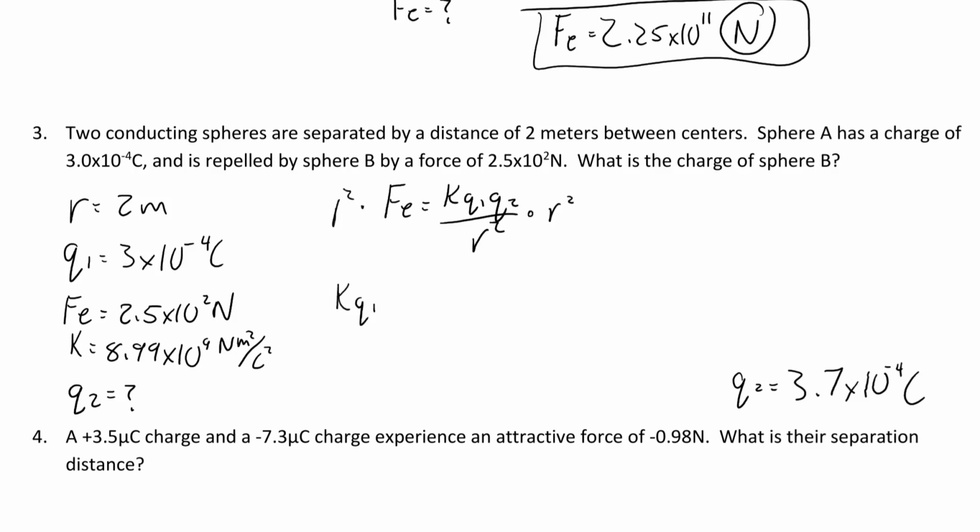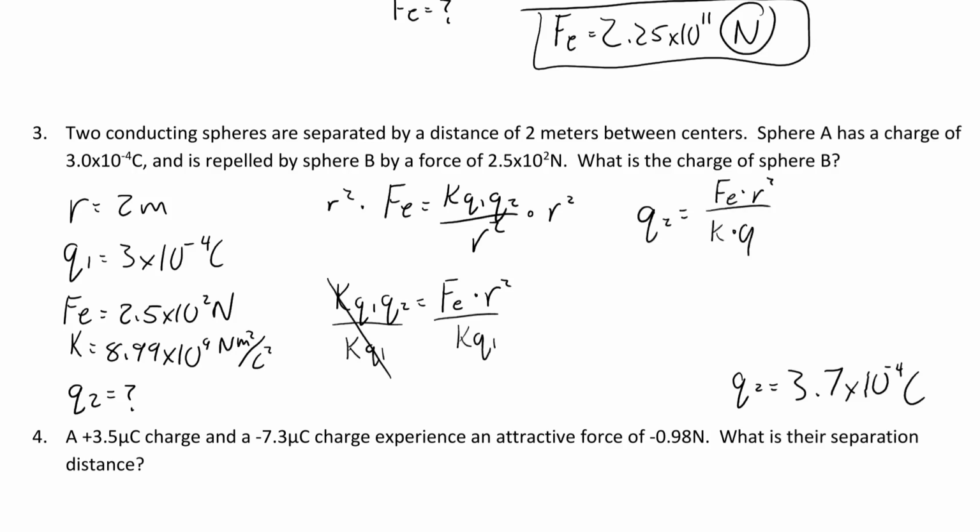k Q1 Q2 is equal to Fe times r squared. That looks like a V. There we go. And remember, our goal was to solve for Q2. That's what we're looking for, right? So let's keep solving for Q2. You divide both sides by k Q1, divided by k Q1. So Q2 is equal to Fe times r squared over k times Q1.